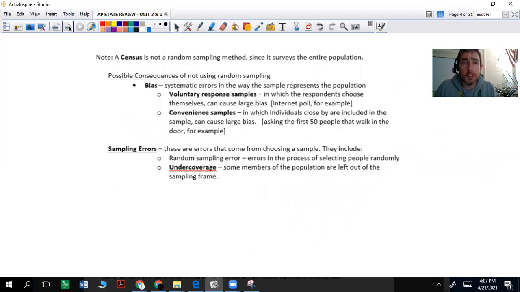Okay, let's talk about census. Census is just when everybody in the population gets sampled, so nothing really you can do there. You don't have to do any sort of inference for that because you have all the data.